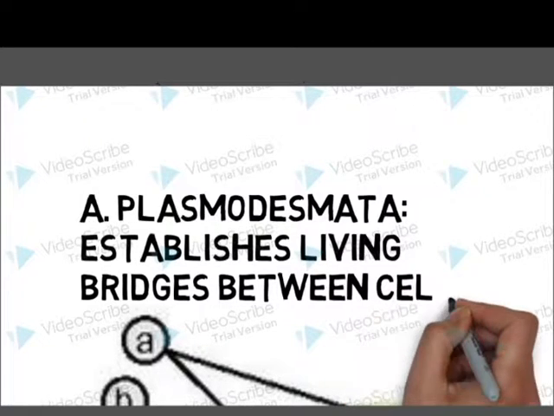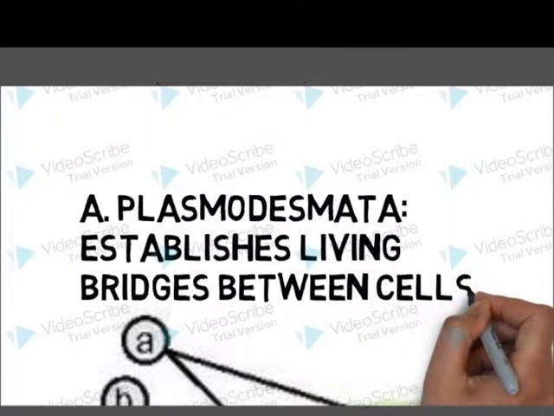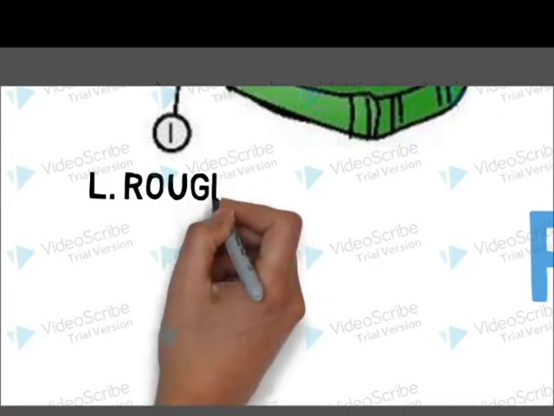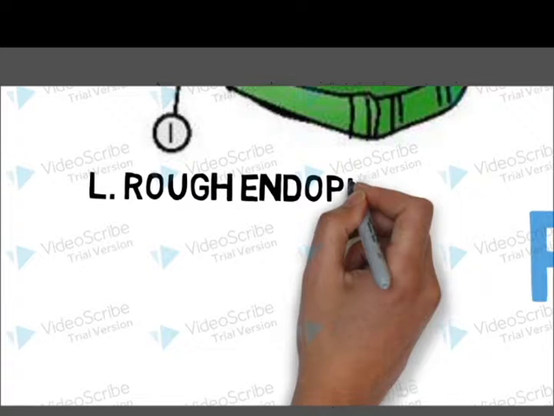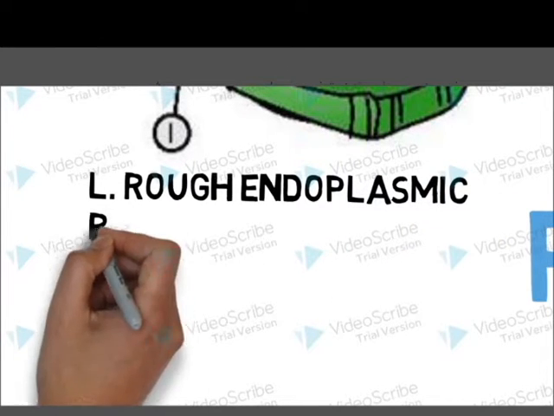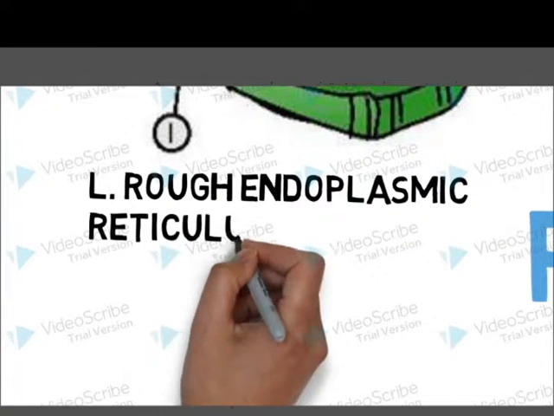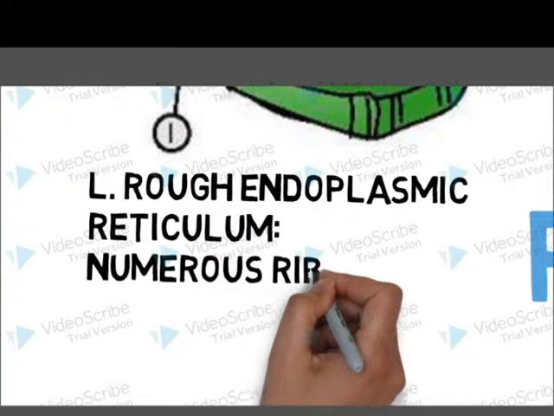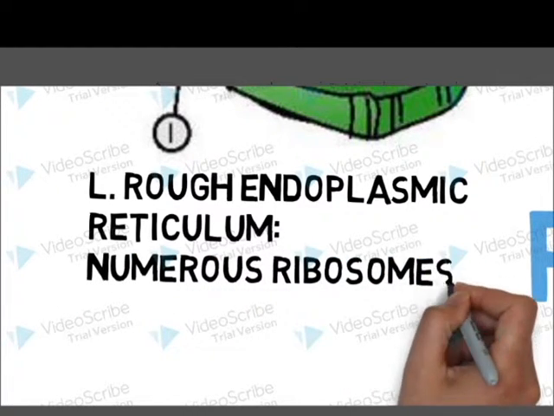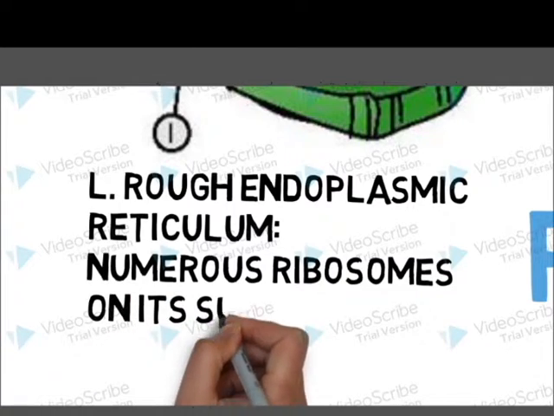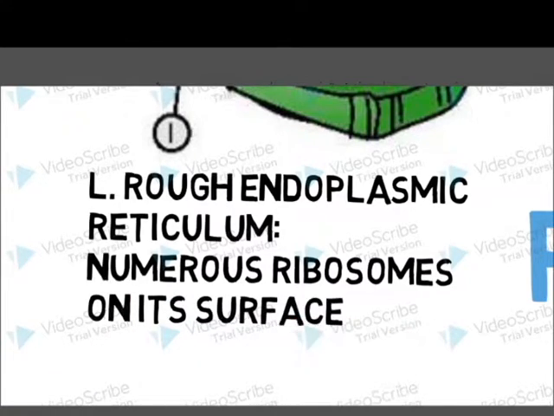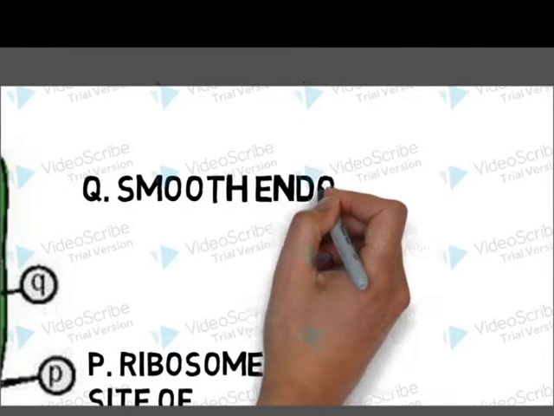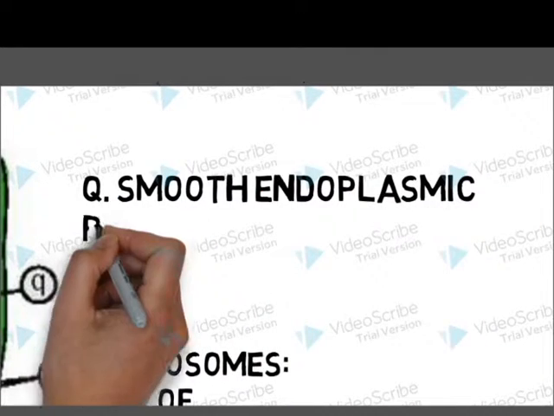The rough endoplasmic reticulum appears pebbled due to the presence of numerous ribosomes on its surface. The proteins synthesized on these ribosomes collect in the endoplasmic reticulum for transport throughout the cell. The smooth endoplasmic reticulum appears smooth and helps function the plant cell through lipid and steroid hormone synthesis.